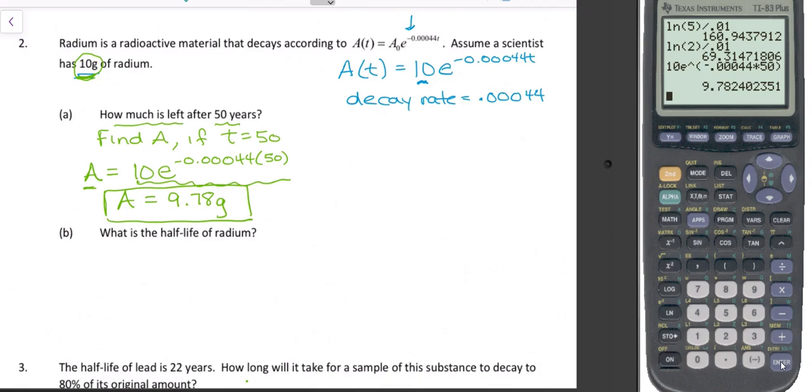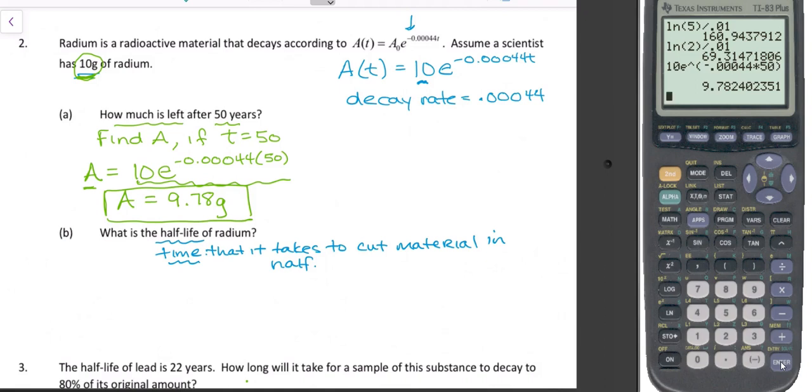Okay, so in part B, we have a question that asks for the half-life of radium. Now, half-life is a time unit. So when I'm asked for half-life, I'm asked for a time. And the time that I'm being asked is the time that it takes to cut the material in half. So it's the time it takes for the material that I have to decay to exactly half the amount.